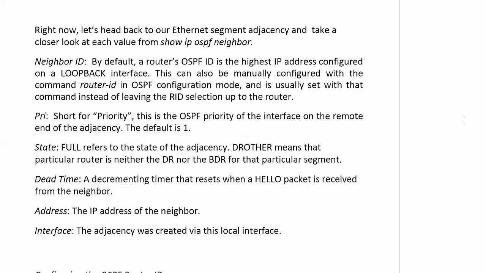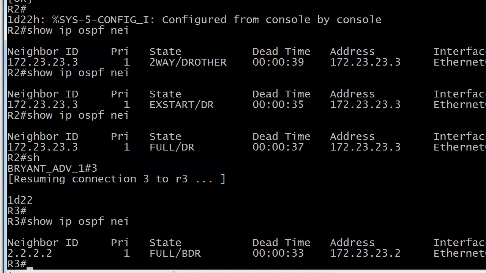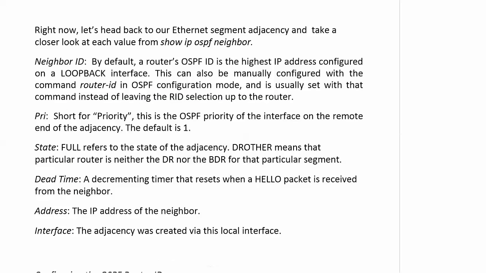Now, state, we saw a couple of different states there, but of course what we finally want is full. And we see DR here, BDR here. Router 2 is saying my neighbor at 23.3 is the DR. So that's the designated router for our Ethernet segment. And then router 3 in turn, as you would expect, is saying, okay, router 2, my neighbor on this particular adjacency, is the BDR for that segment. And if it was not a DR or a BDR, if we had 3 routers on a particular segment, then the others would be DR others.